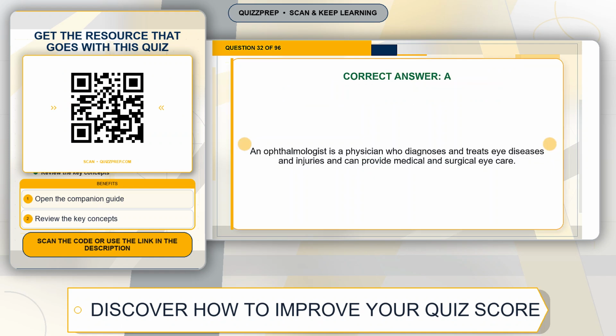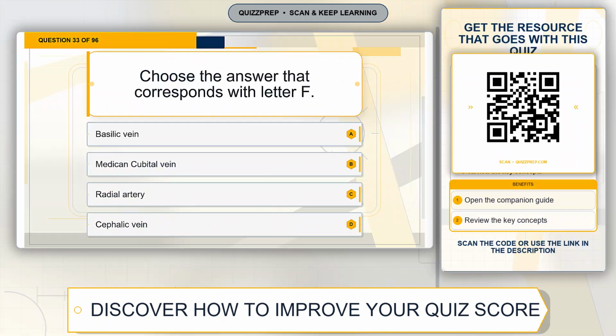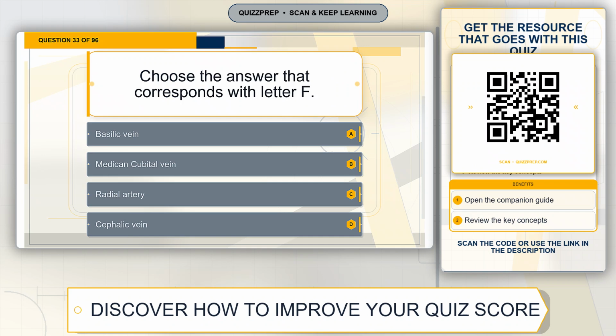Explanation. An ophthalmologist is a physician who diagnoses and treats eye diseases and injuries and can provide medical and surgical eye care. Question 33. Choose the answer that corresponds with letter F. Option A, basilic vein. Option B, median cubital vein. Option C, radial artery. Option D, cephalic vein. The correct answer is not shown.